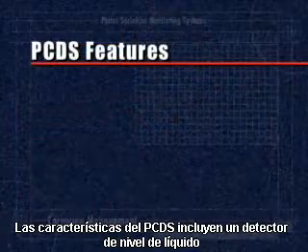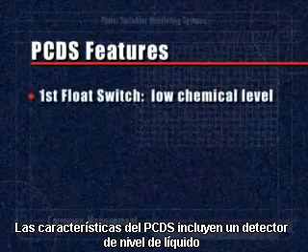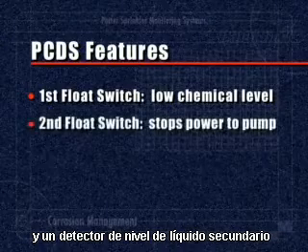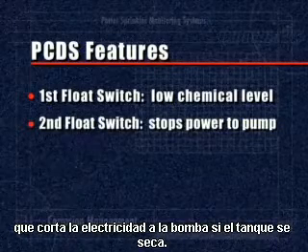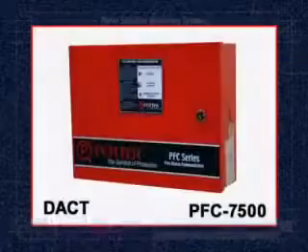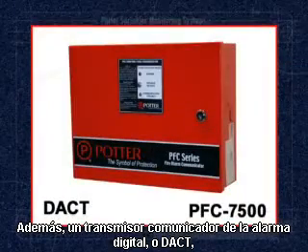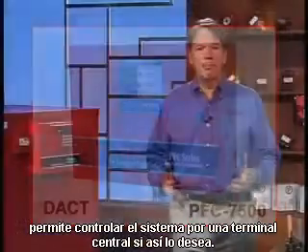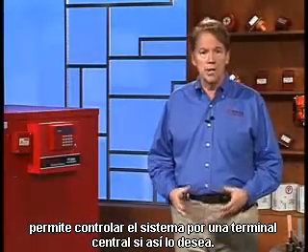The features of the PCDS include a float switch that lets you know when the chemical is low, and a second float switch that interrupts the power to the pump if the tank runs dry. In addition, a digital alarm communicator transmitter, or DACT, allows for the system to be monitored by a central station if desired.